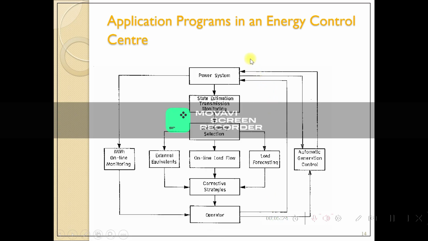Application of programs in energy control center. Power system, state estimation, transmission monitoring, contingency selection, online load flow, corrective strategies, and operator. This selection signal is given for load forecasting and external equivalence. The power generation is megawatt hour monitoring for online automatic generation control.